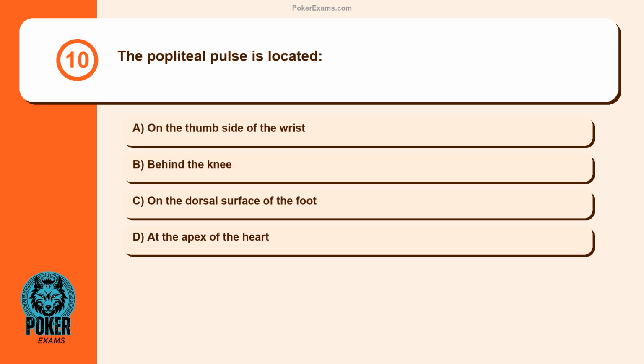Question 10. The popliteal pulse is located on the thumb side of the wrist, behind the knee, on the dorsal surface of the foot, at the apex of the heart.